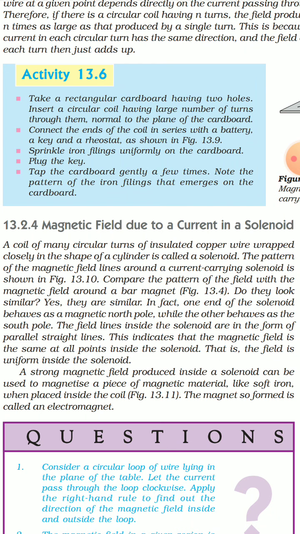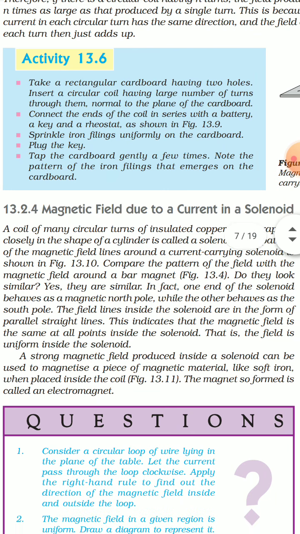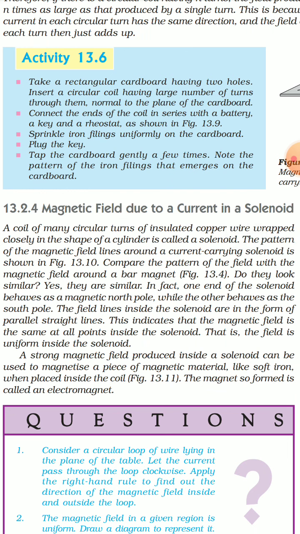This indicates that the magnetic field is the same at all points inside the solenoid. This is very important: the magnetic field is the same at all points inside the solenoid. Or we can conclude that the field is uniform inside the solenoid. Uniform means that it does not change at any single point. The strength of the magnetic field will be the same. Further, I have told you about this behavior of a magnetic field, and we can use it in our day-to-day life.